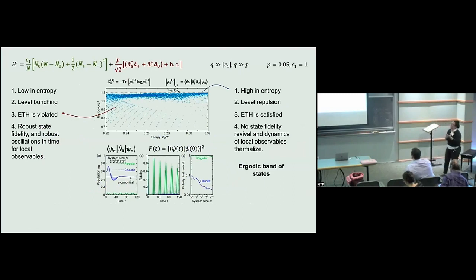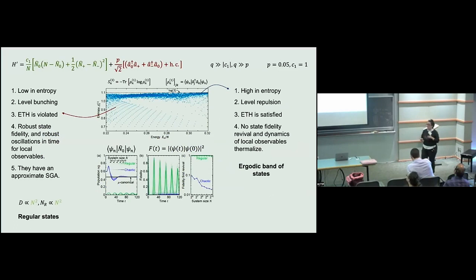These states are low in entropy, they show level bunching, ETH is violated, they give rise to robust oscillations and higher fidelity, and they even show a spectrum generating algebra. But there is one difference, and that is that their number scales proportionally to the Hilbert space dimension. Here in this model, the Hilbert space is quadratically increasing, and the number of these states is also quadratically increasing. That is different in QMBS.